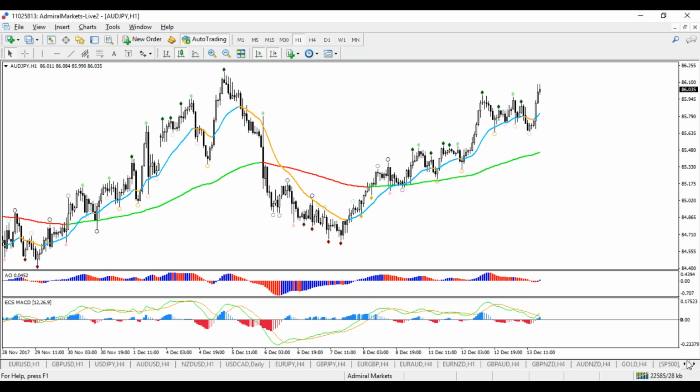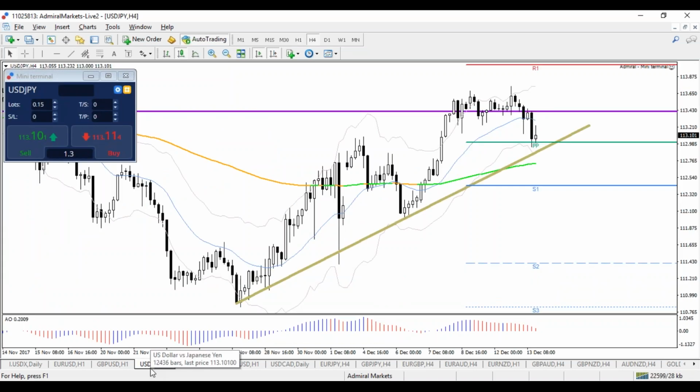Problem is that tomorrow there's an interest rate decision, euro and pound interest rate too. So that might dampen the movement again. But yeah, that's tomorrow afternoon GMT time.